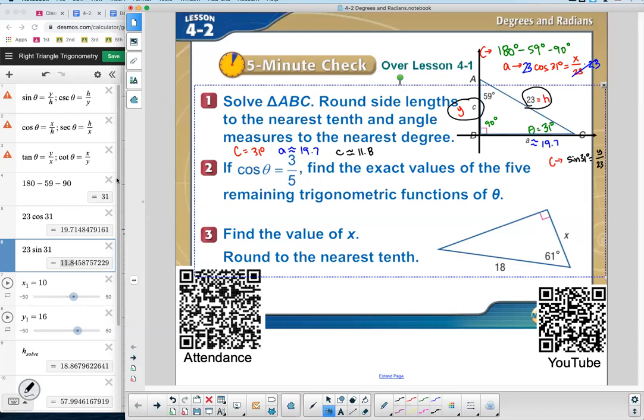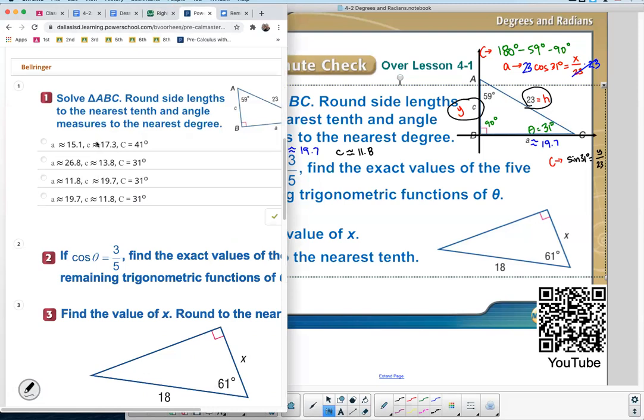Now you can go and enter your answers into the correct value here.